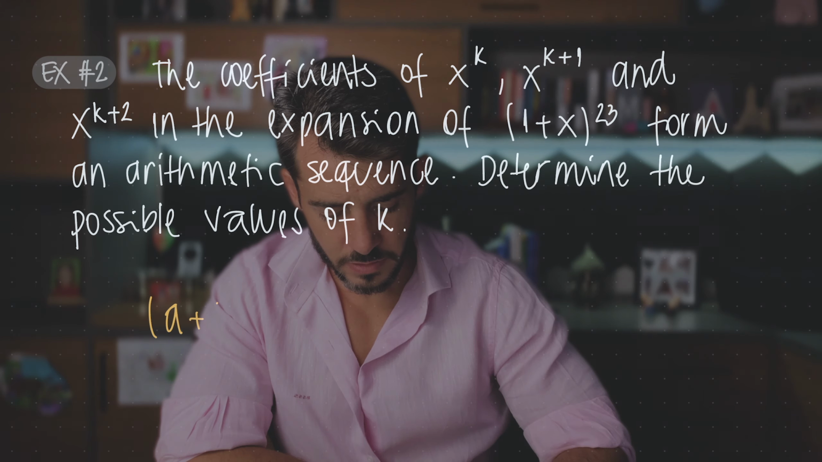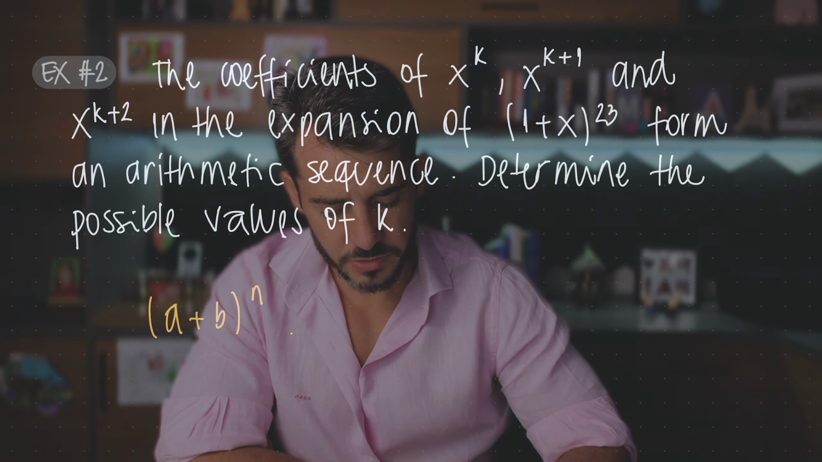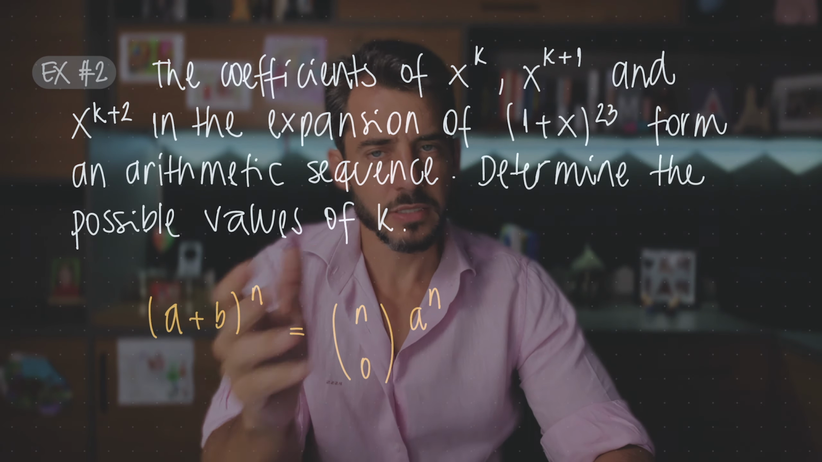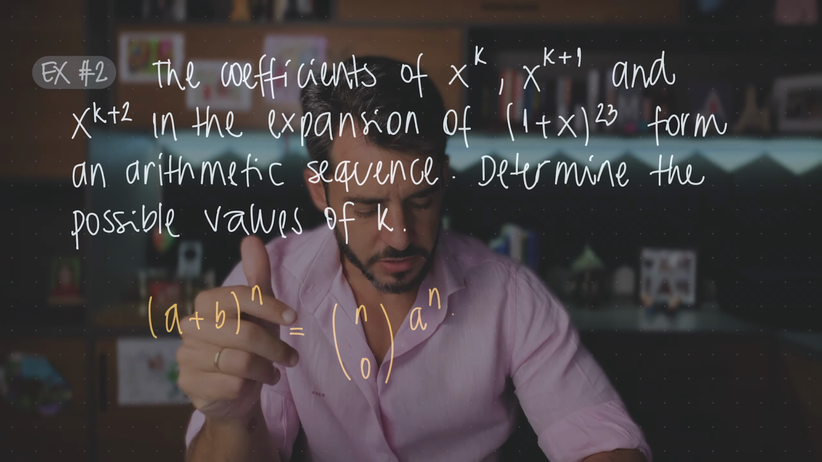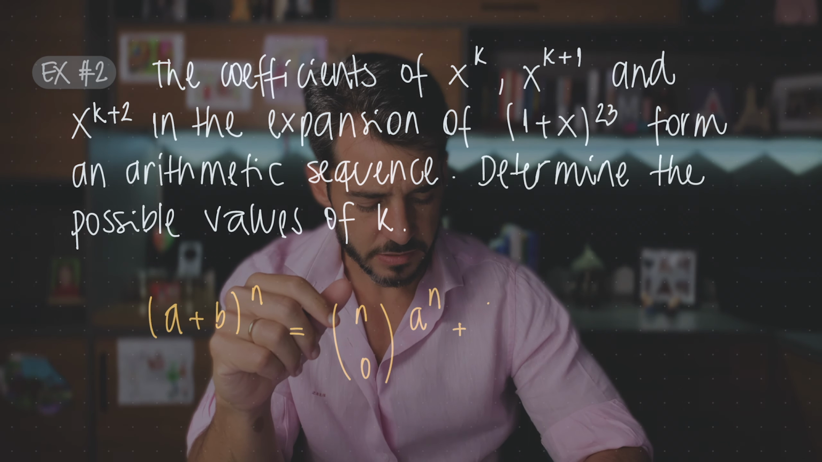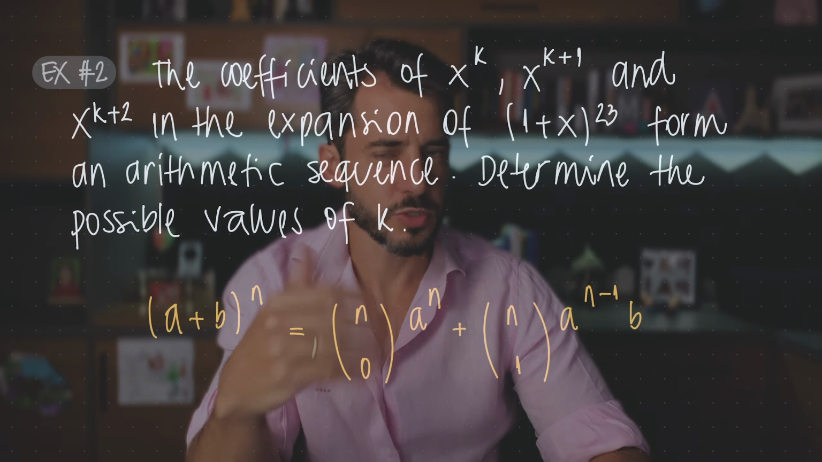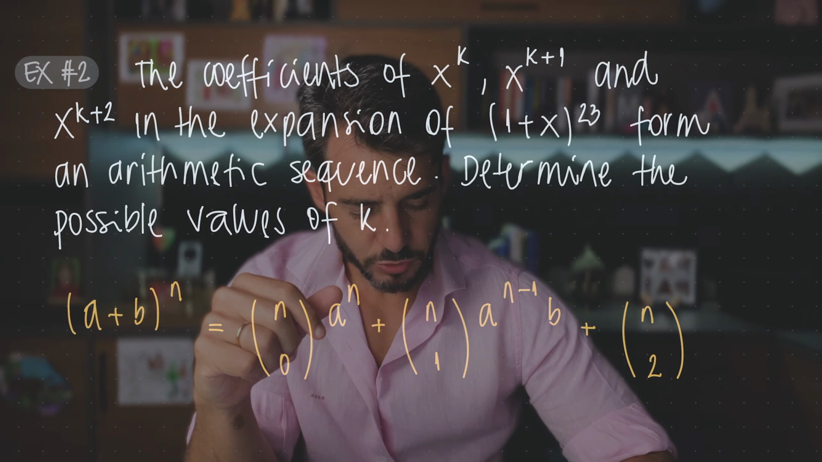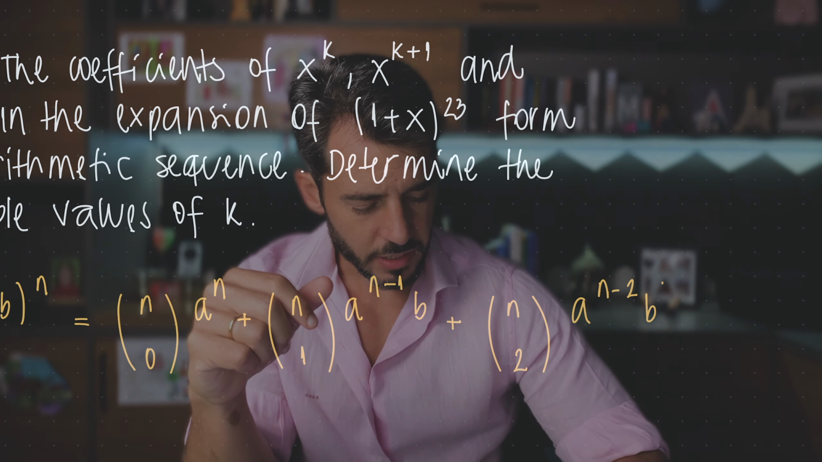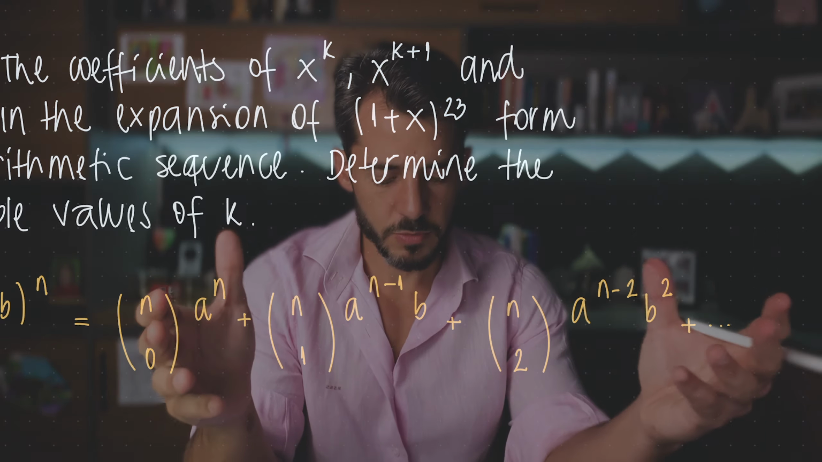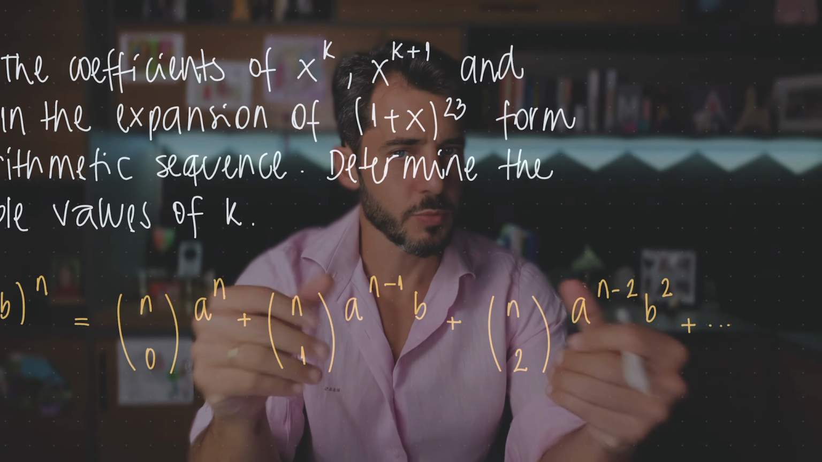As we know, as we expand a plus b to the power of n, the structure of this expansion will be the following: n choose 0, a to the n minus 0, which is just a to the n, b to the 0, which is 1, plus n choose 1, a to the n minus 1 times b to the first power, which is just b, plus n choose 2, a to the n minus 2 times b squared, plus dot dot dot. Now this is a general form or formula for a binomial expansion.